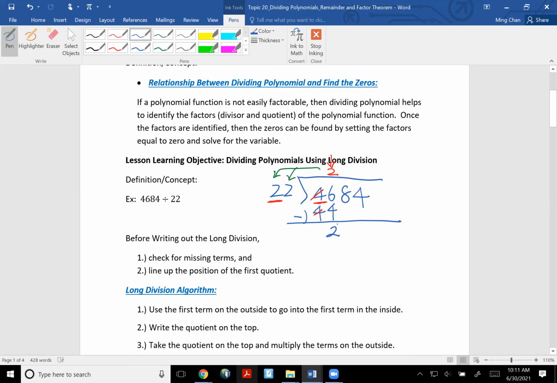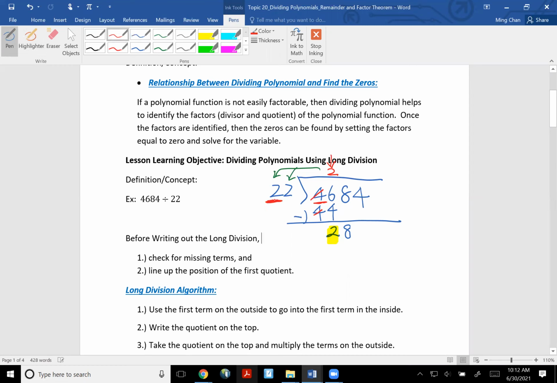Since I have 2 terms on the outside, that means I will deal with 2 terms in the inside at a time. So I will bring down the next term. So now I got 2 terms in the inside. So I will start the process over. So now the first term in the inside is 2 now. Not 6, not 4, but the 2. Because the 6 and the 4 are subtracted, you end up with the 2. So the first 2 is my first term in the inside.